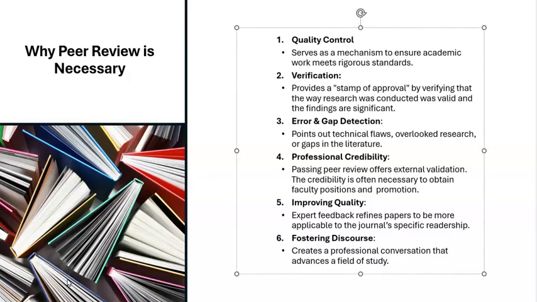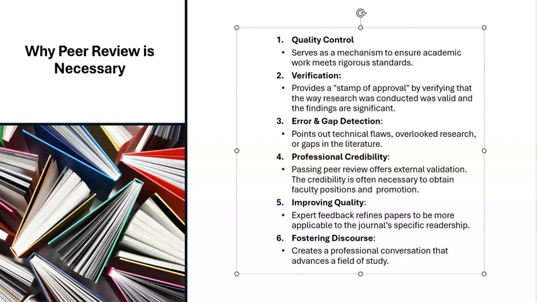The second reason for peer review is verification. Peer review process provides a stamp of approval by verifying that the way research was conducted was valid and also the findings are significant. The third reason is error and gap detection. Peer review process points out technical flaws, overlooked research, or gaps in the literature. Four, professional credibility. Passing peer review offers external validation. The credibility is often necessary to obtain faculty positions in universities, and also it is necessary for promotion.